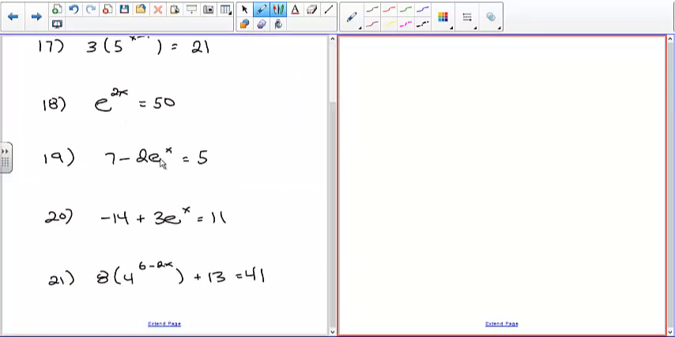So again, a little more math, but what we're trying to get to is 4 to the 6 minus 2x equals something, and then we can use the properties of logarithms. So first thing we do is subtract 13 from both sides. So this goes to 0. So you'd have 41 minus 13, which equals 28. Okay, now I need to get rid of this constant out front, so I'm going to divide both sides by 8.